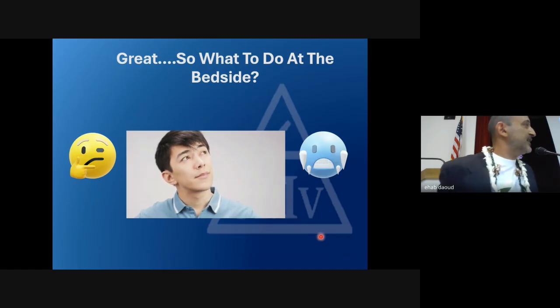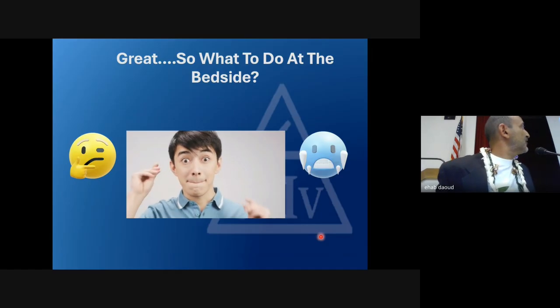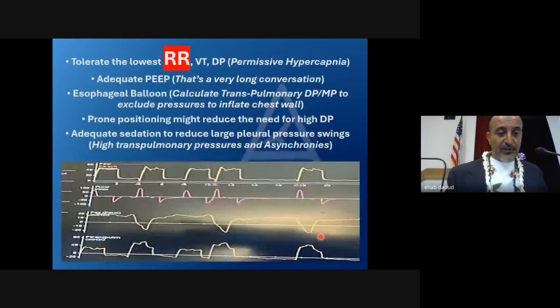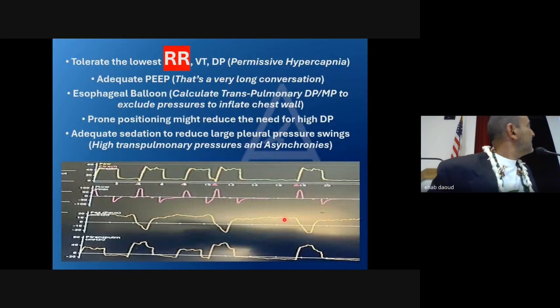So conclusion, what are we going to do after all this? Okay, great, there is mechanical power. Great, it worsens mortality and lung injury. What are we going to do? I would tell you, just tolerate the lowest. I know we're always suckers for tidal volume, and now we're suckers for the driving pressure. Please, let us be suckers for the respiratory rate. I think it's much more important than the tidal volume and the driving pressure.